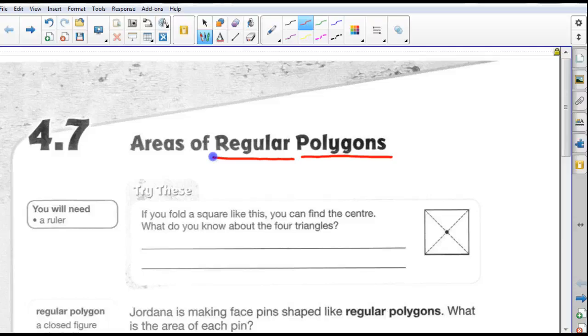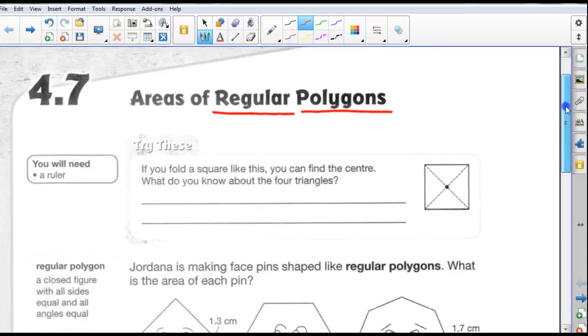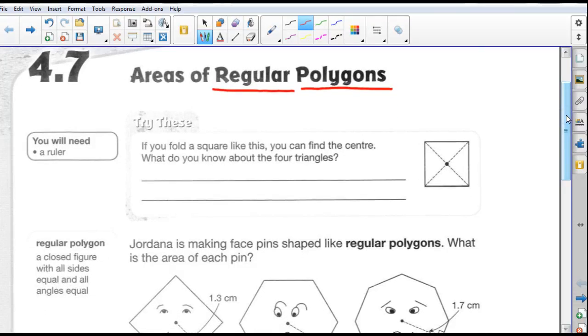So what are you going to need for getting started on this unit? Well, you're going to need a ruler, one that you can measure with. All right, let's do some try these.